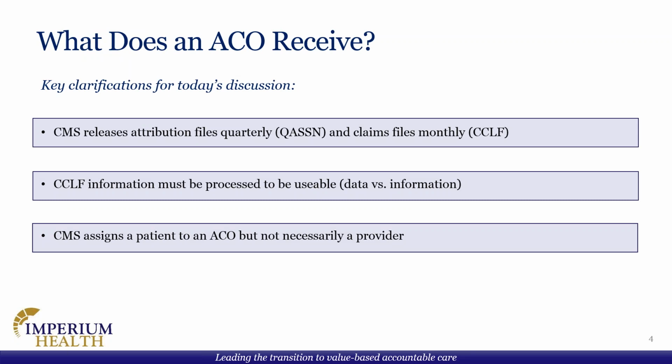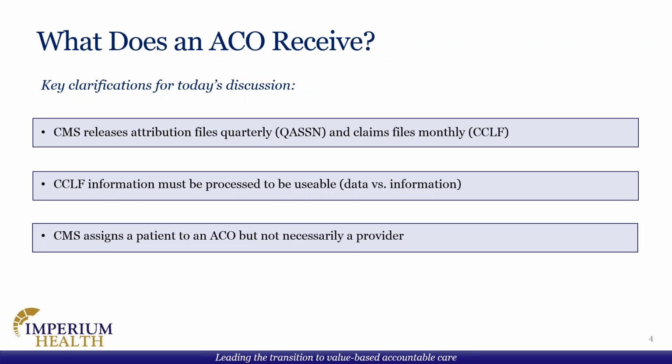So as we get started and we think about attribution files or even all that data, what does an ACO even receive? We know that on a quarterly basis, Medicare gives the ACO an attribution file. And we know that on a monthly basis, Medicare is going to give the ACO a claims file. The attribution file is commonly referred to as a Q-assign file, and the claims file is referred to as a CCLF file. We're going to talk a little bit more about both of those on the next page and give you a snapshot of what that looks like.